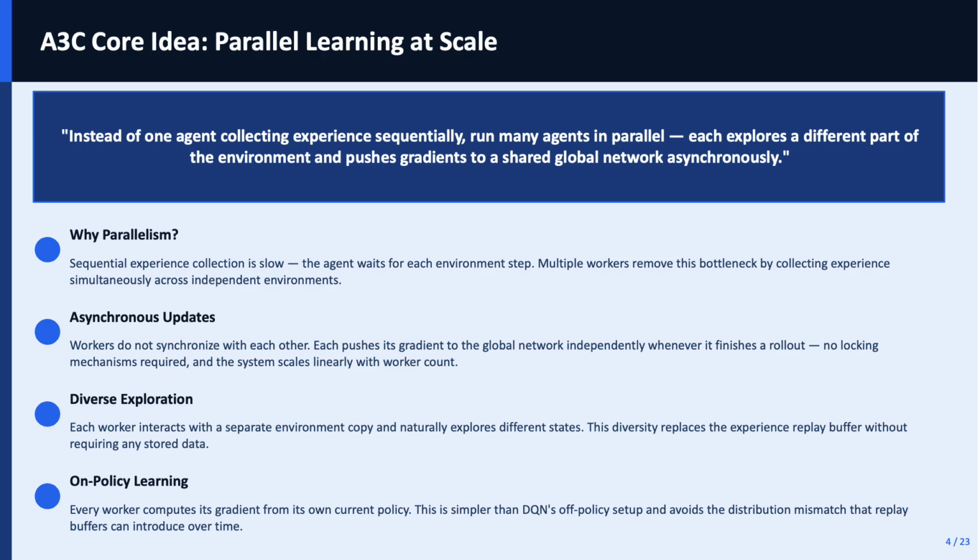The core idea of parallel learning at scale, the central insight of A3C, is that experience diversity, rather than experience storage, is what stabilizes training. DQN stores a large buffer of past transitions and samples from it randomly to break the correlation between consecutive training examples. A3C achieves the same decorrelation by simply having many agents exploring different parts of the environment at the same time.